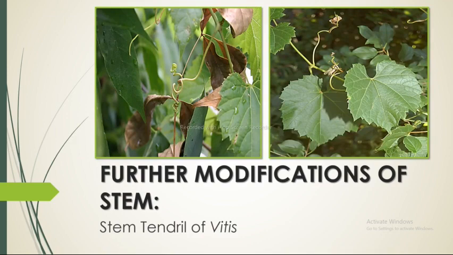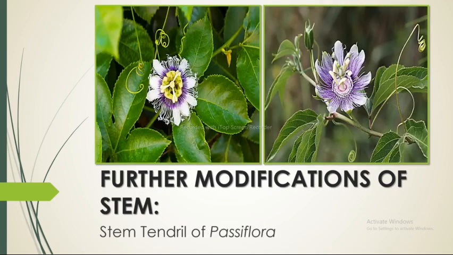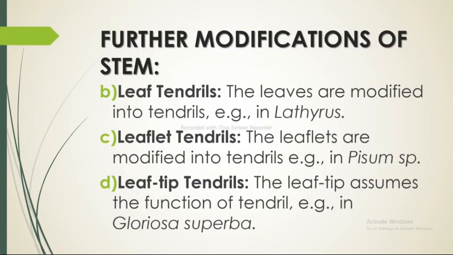Further modifications of stem, these are the stem tendrils of Vitis as shown in the figure. This is the stem tendril of Passiflora as shown in the figure. So the next type is leaf tendrils. The leaves are modified into tendrils, for example, in the Lathyrus. Next is the leaflet tendrils. The leaflets are modified into the tendrils, for example, in the Pisum species.